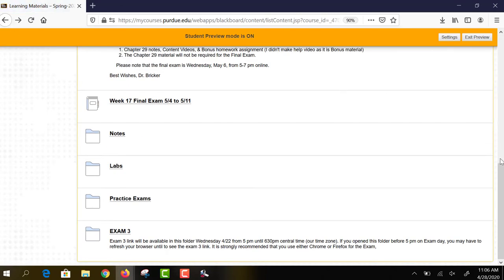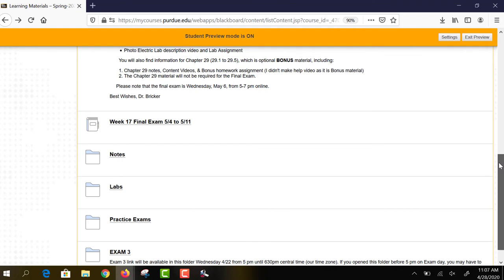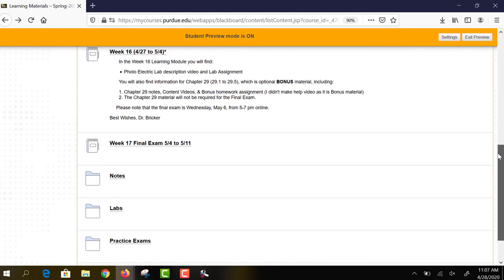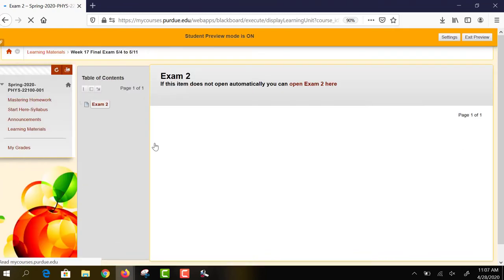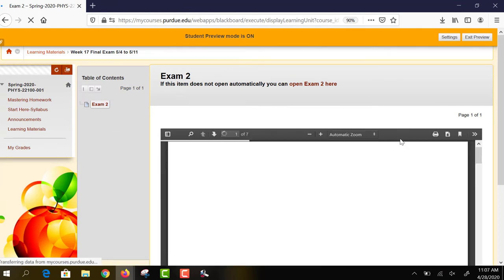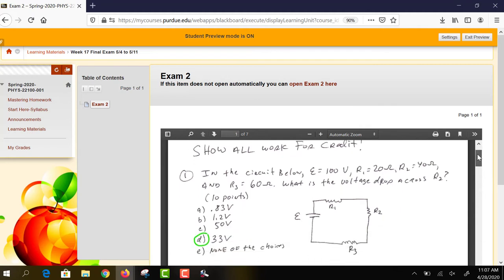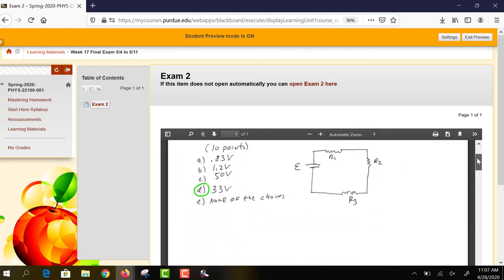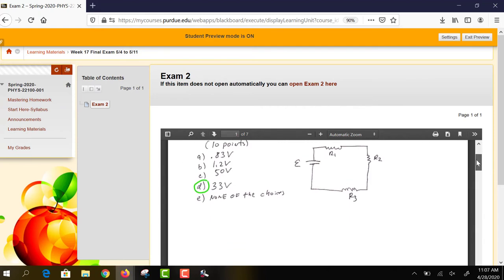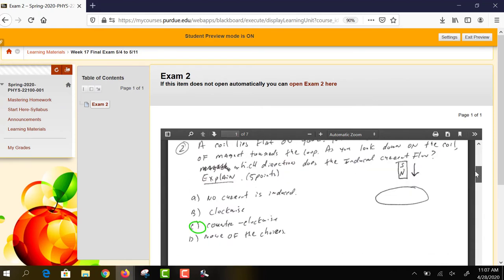Now, you got the first exam back from me, but you didn't get the second exam back from me. The reason being we haven't met since then. So what I've done in this week 17 folder, this is really just final exam material, I included exam 2. So again, you don't have your graded version back, but this was exam 2. So if you're looking for study material, here's exam 2, and I circled the correct answer. So you have that in your arsenal of material to take a look at.